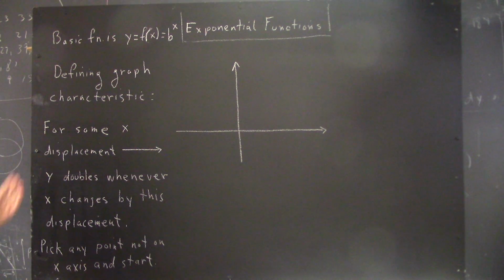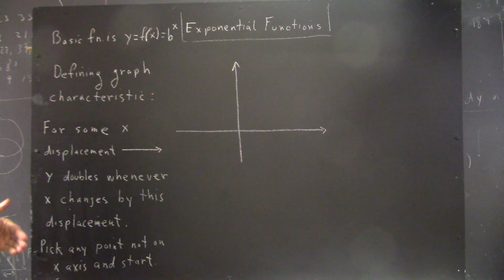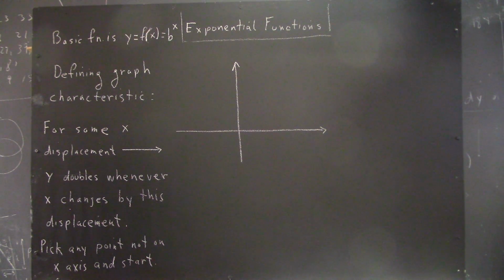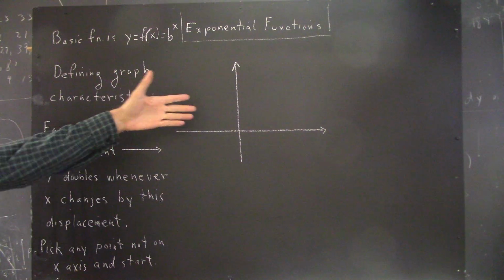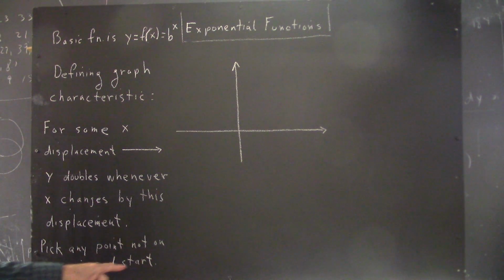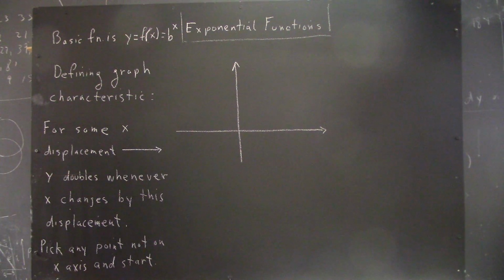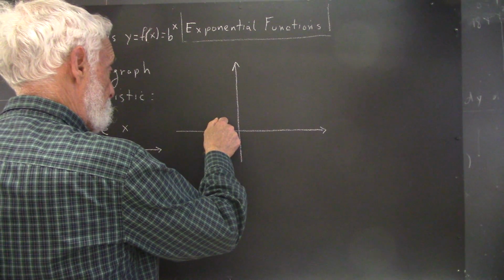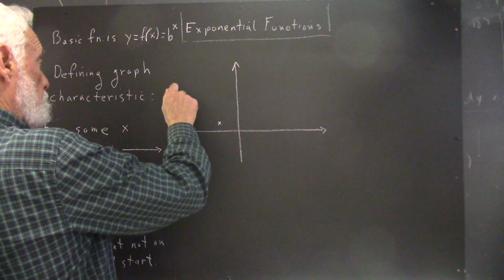That's all. It's a very simple rule, just as simple as the product function rule, but different than the product function rule. It gives you a function with different characteristics. If something is modeled by a power function, it cannot be modeled by an exponential function, and vice versa. They are completely different kinds of functions. Okay, so what we want to do is construct a graph. We're going to pick any point not on the x-axis and start. I'm going to pick, let's say, this point right here. Okay, start here.